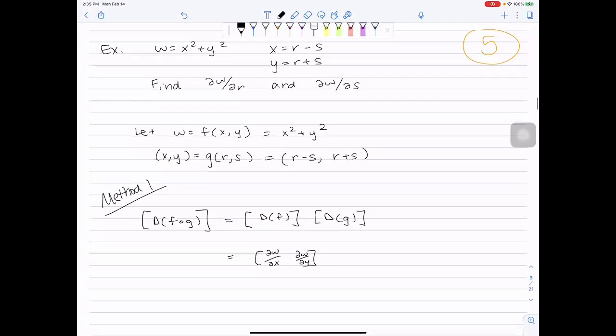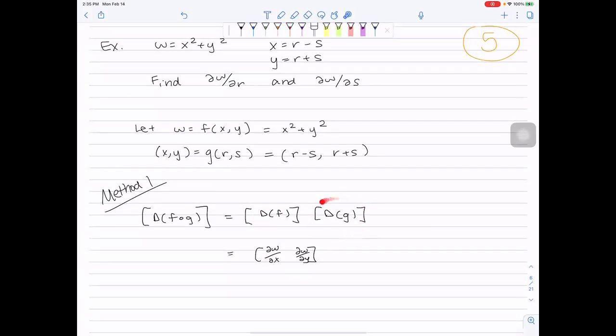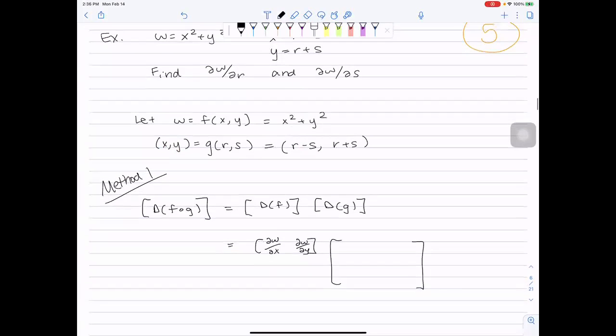Then for the derivative of g, how many outputs are there? There's an x and a y, so there are 2 outputs. There's an r and an s, so 2 inputs. So this should be a 2 by 2 matrix where our first output we consider is x, so we do the partial of x, and our inputs are r and s. Then the second row is your second output, and your inputs are r and s again.